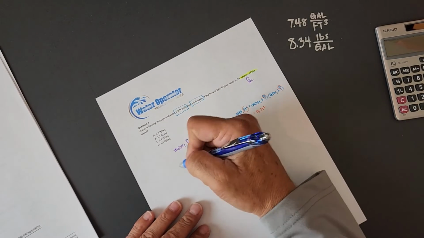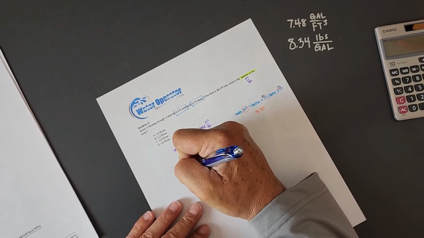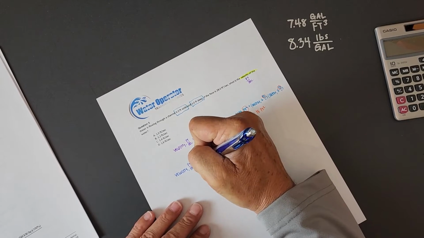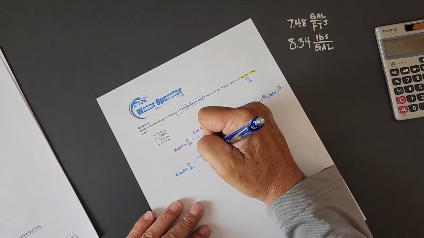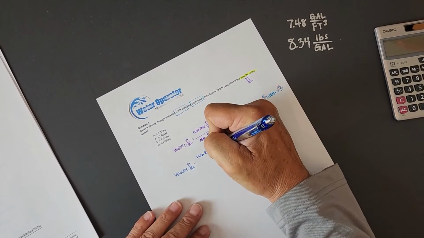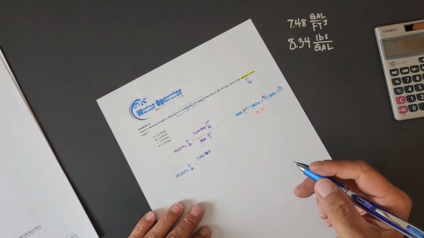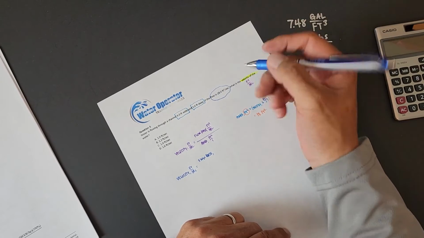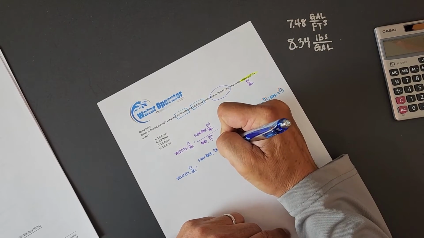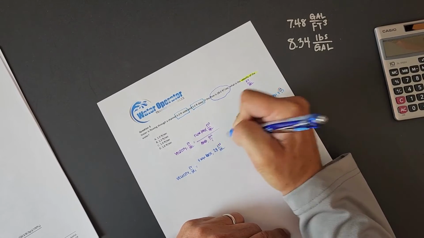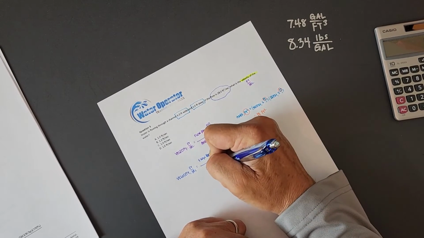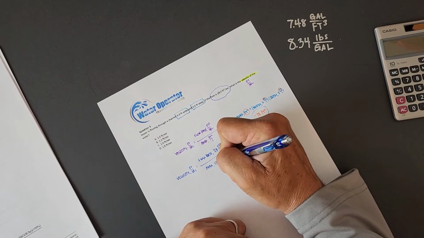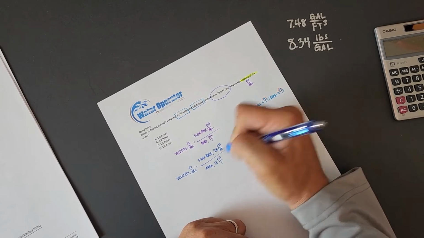So let's rewrite our formula with all the correct variables. Velocity in feet per second equals flow rate. The flow rate is 28 cubic feet per second. We're going to divide that by the area, which is 18 square feet over 1.